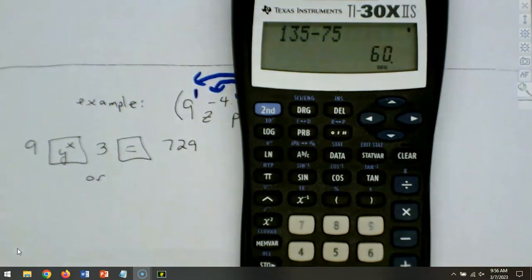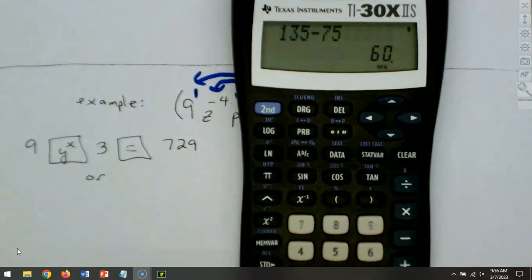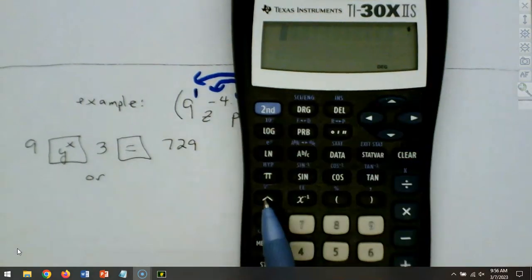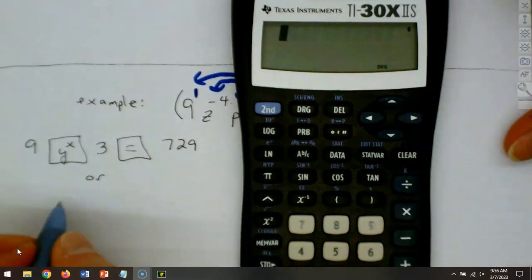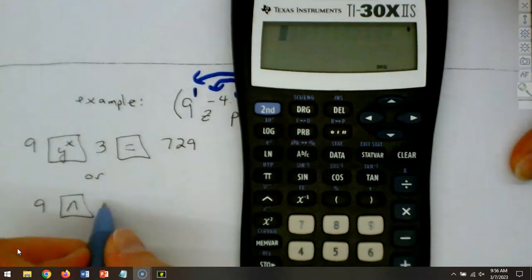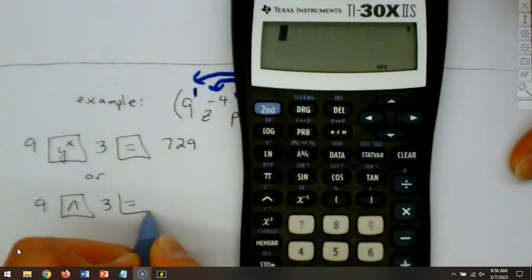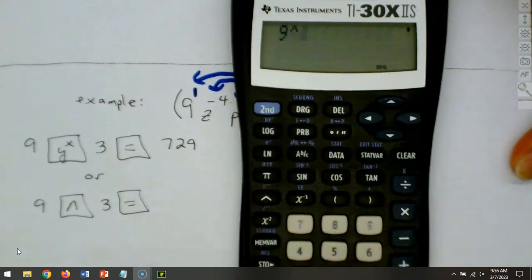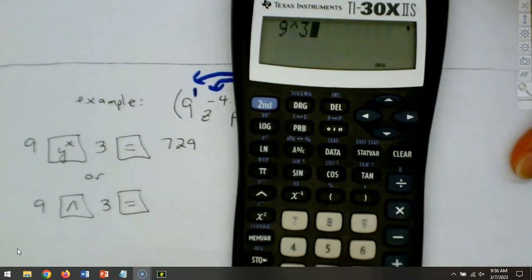So let's say you have this style of calculator. How would we use it? Well, for this one, you have a caret key. You don't have a YX key, you have a caret key. So this one would be Y, caret, 3, and the equals key. So 9, caret, 3, and then it equals.